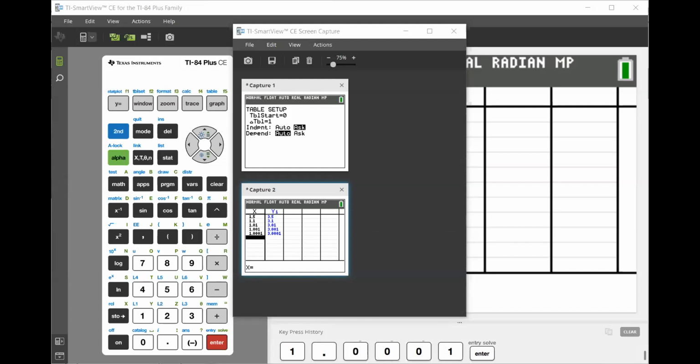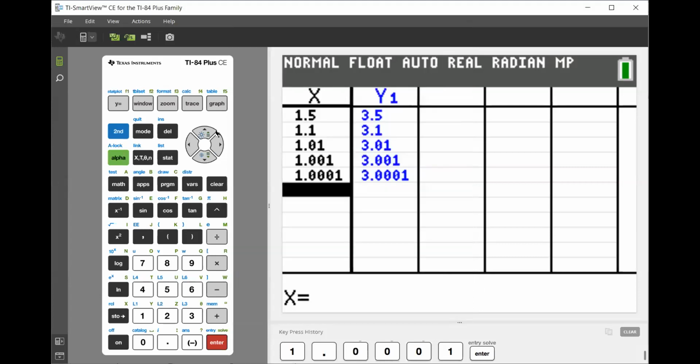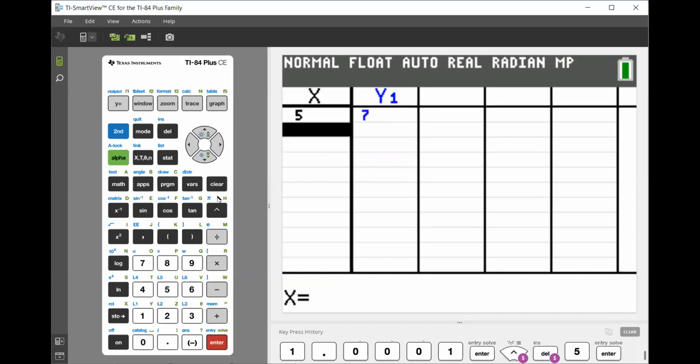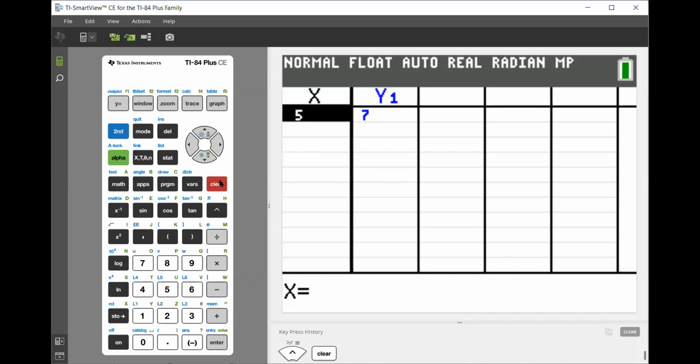I'm going back to the calculator and I want to clear out the table. So I'm starting at the top of the table and pressing delete. Delete, delete, delete. Clear, let me mention, suppose I put 5 in there. If I press clear, it just clears the entry, so you can put in another entry. If you want to just empty out the table, like I said, you want to use delete.